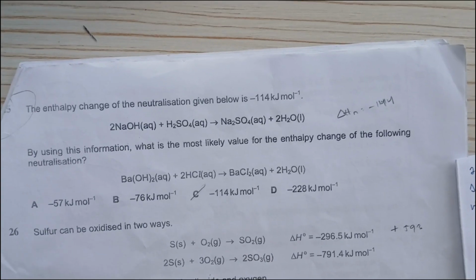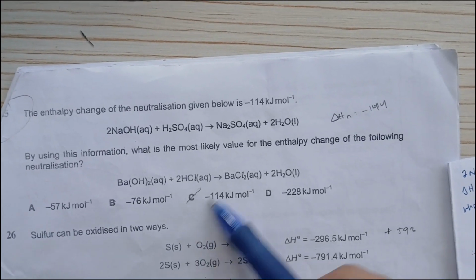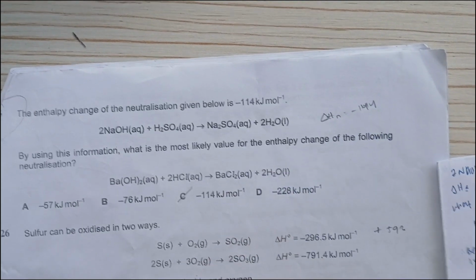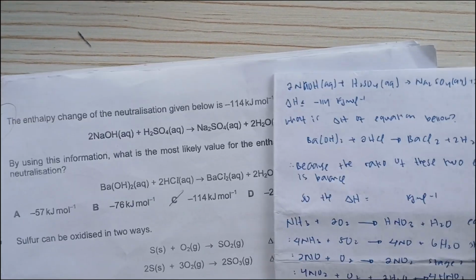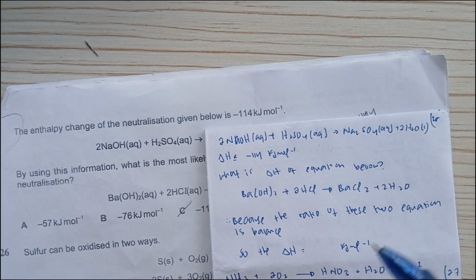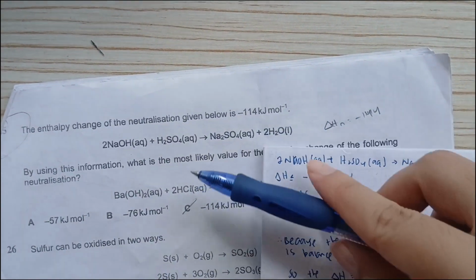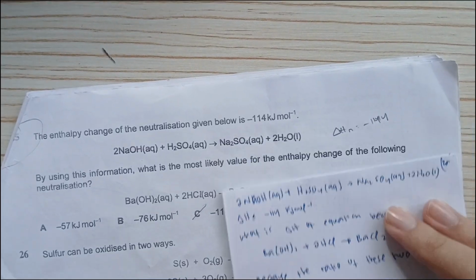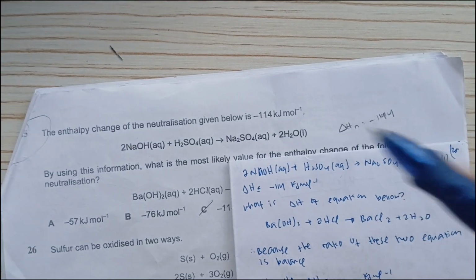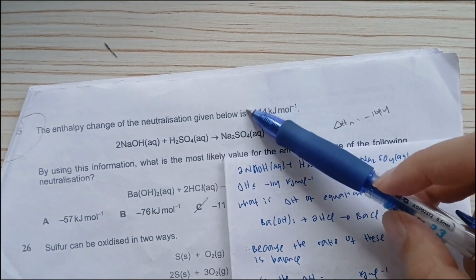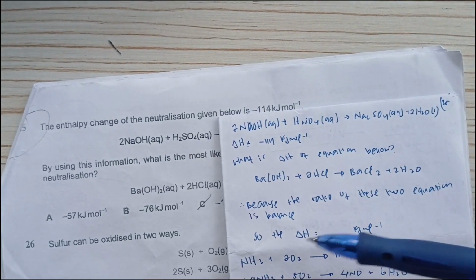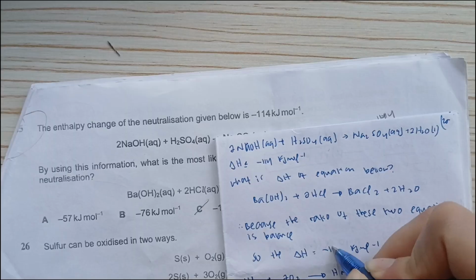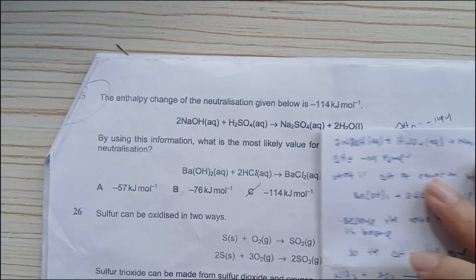The next question is, by using this information, what is the most likely value for the enthalpy change of the following neutralization? Because the ratio of these two equations is balanced, the enthalpy change is 114. So the answer is minus 114. So the answer is C.